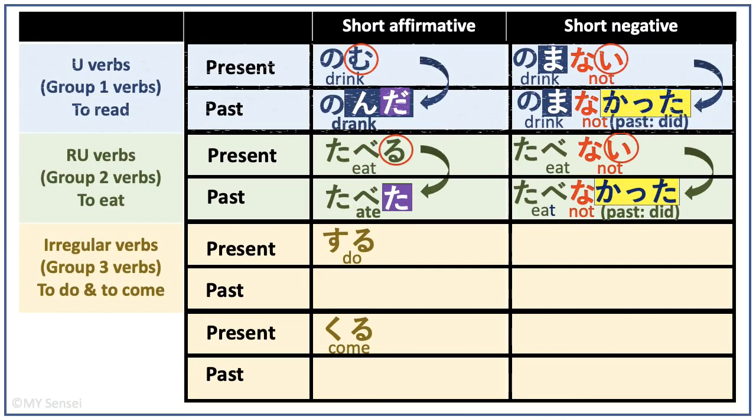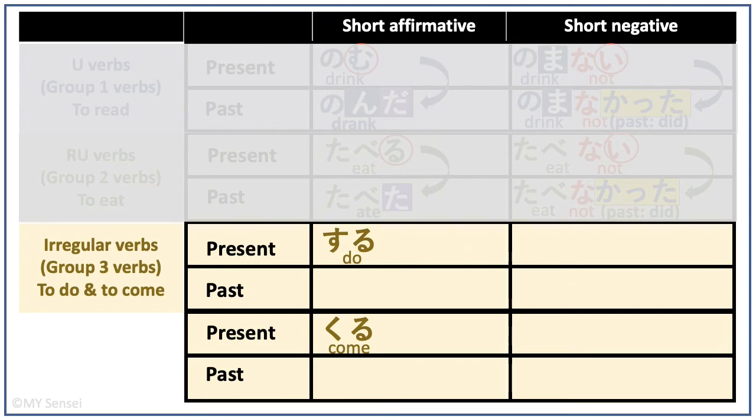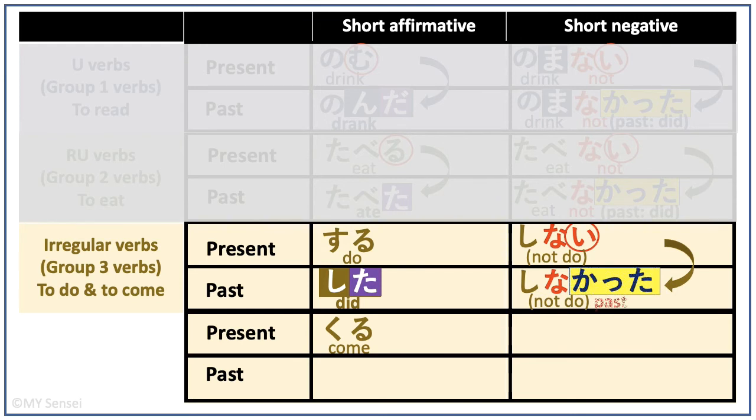Let's move on to irregular verbs. Suru's te form according to the song is shite. Now we will change te to ta. So shita is did, past tense of suru. Shinai is not do, and its past tense is shinakatta.